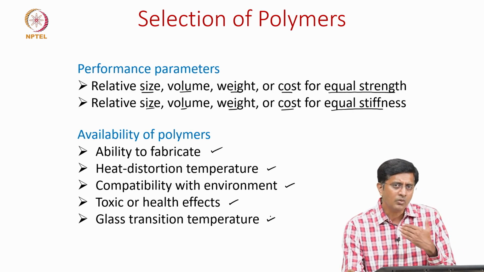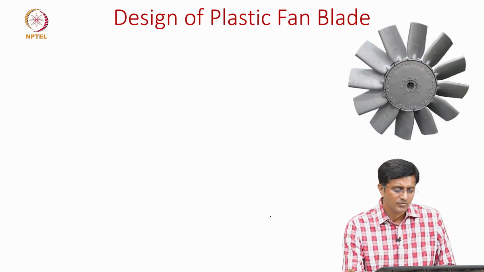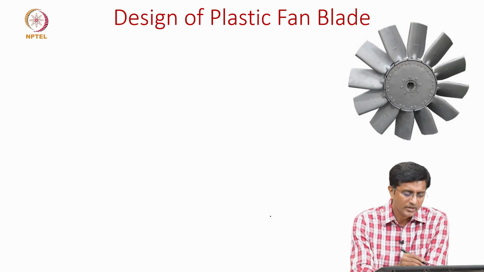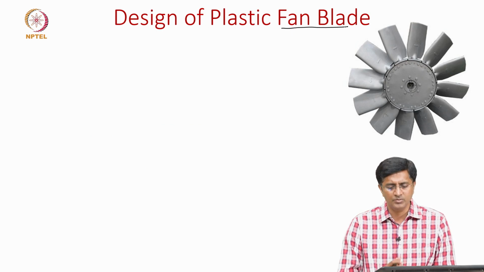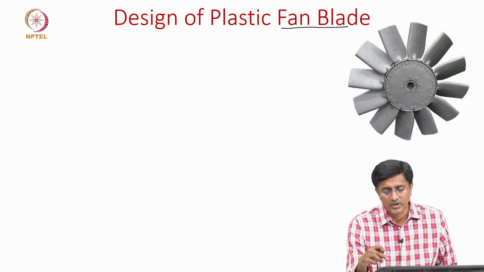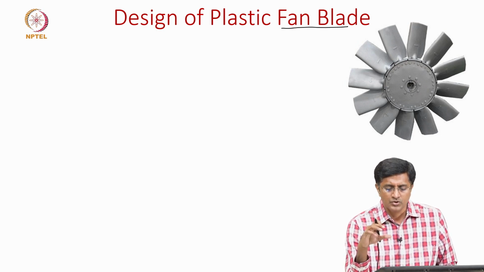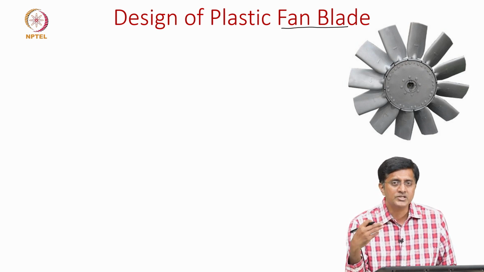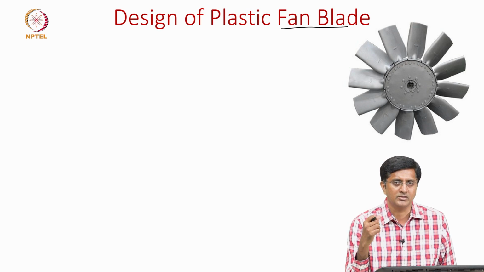Having discussed this, now let us move into the design aspects with these polymers. We will start with design of a plastic fan blade. As you can see in this image, what we have is a blade. There are several blades attached to the central rotor. So, usually when we design these with plastics, there is some additional criteria one has to look into, unlike the same thing when it is designed with a metal.